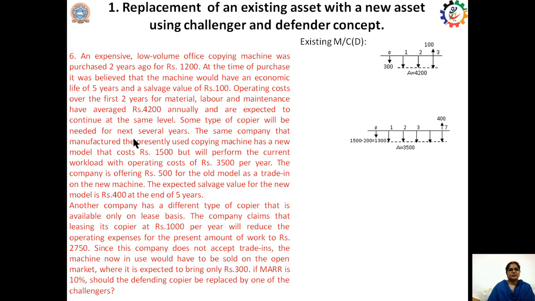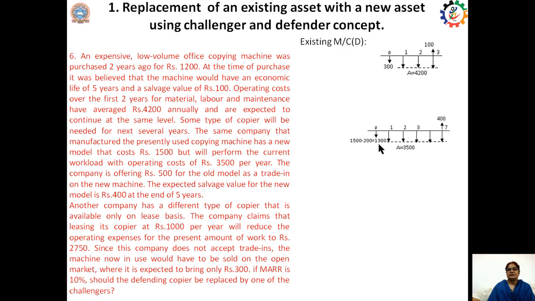Some type of copier will be needed for the next several years. So the same company that manufactured the present one offers a new one costing rupees 1,500 but it will perform the current workload with operating cost 3,500. Its cost is 1,500 but some extra calculation is done. I'll just tell you. The company is offering 500 for the old model and salvage value 400. So at the end of 7 years, this should have been 7 years. Either you see whether this should be 7 or this should be 5, check it out and correct it.